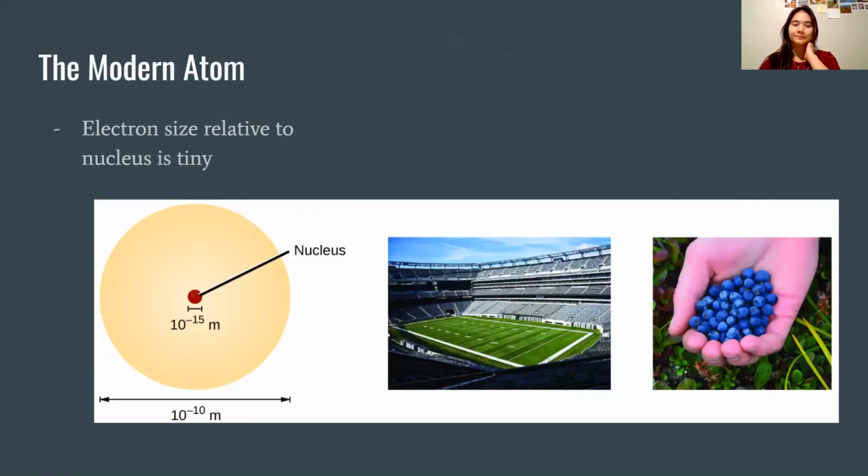In the modern atom, electrons are really, really small in comparison to the nucleus and the size of the atom. You've heard the example of a football field: electrons are so incredibly small, not even comparable.